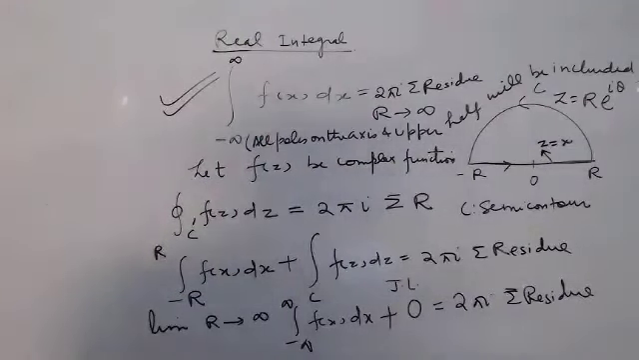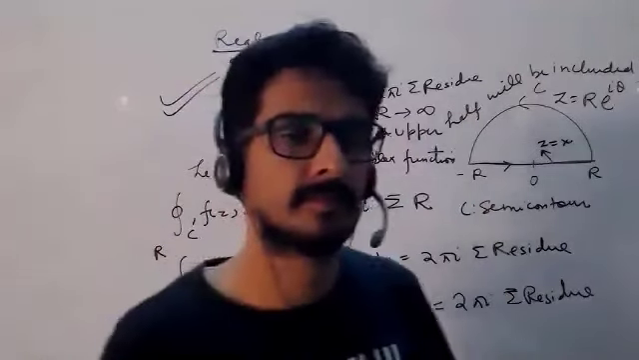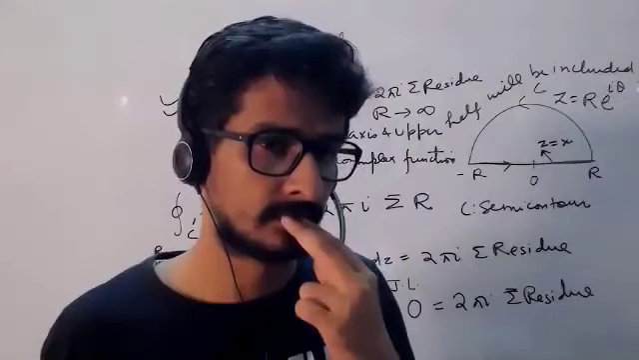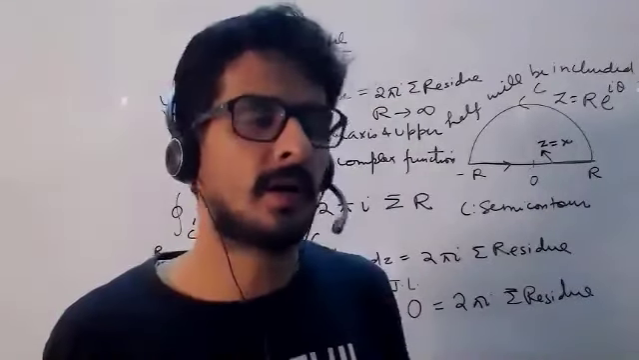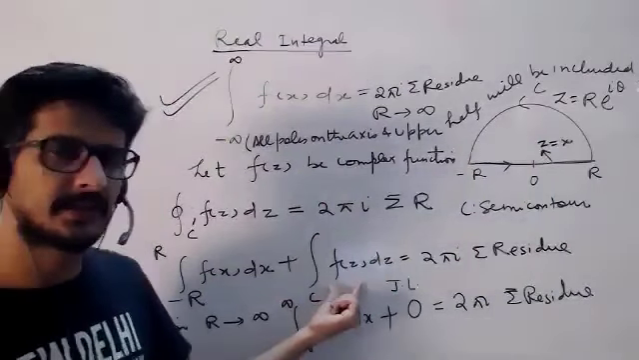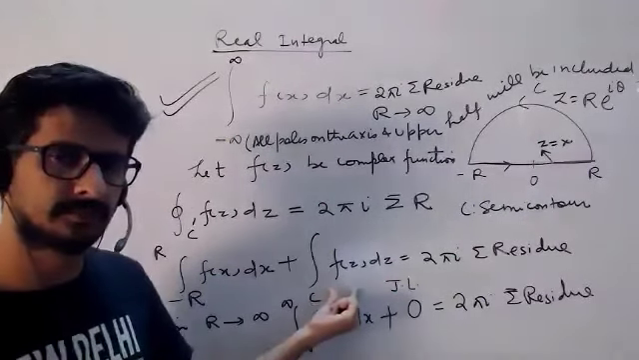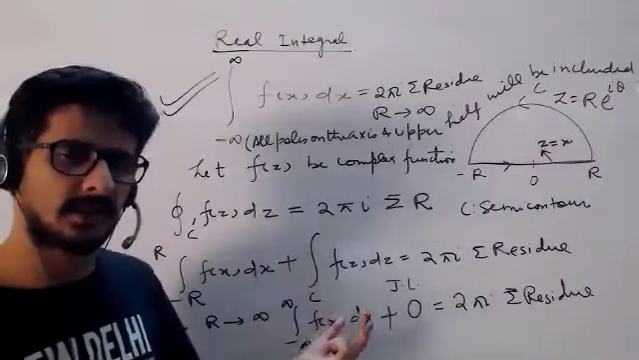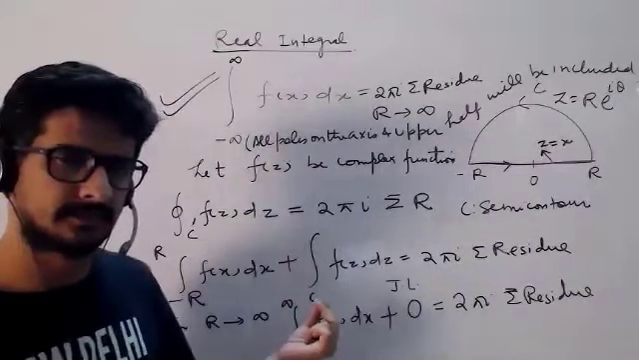Sir, how can we be sure that this contour integral becomes 0 when R tends to infinity? This function will become 0, the integral of f(z) dz over contour C. You have to calculate the limit.